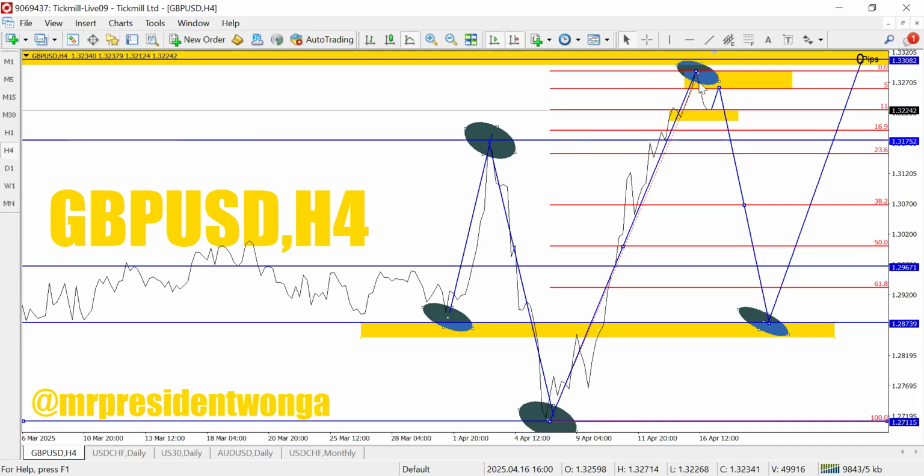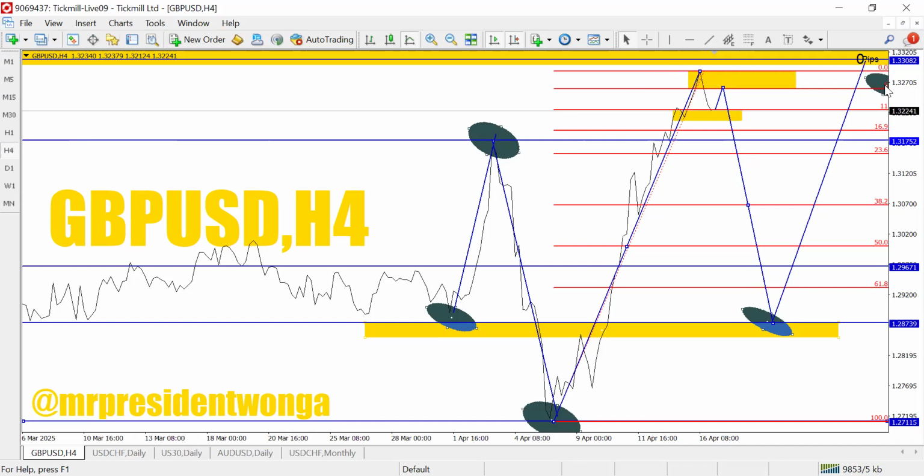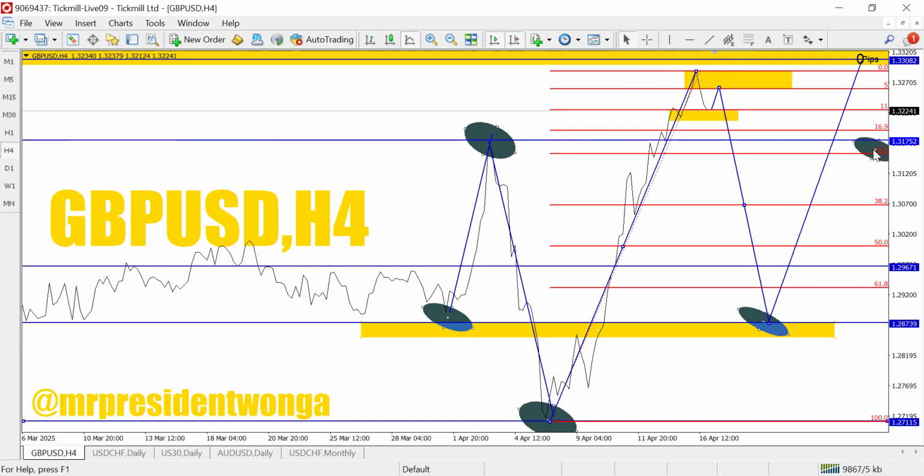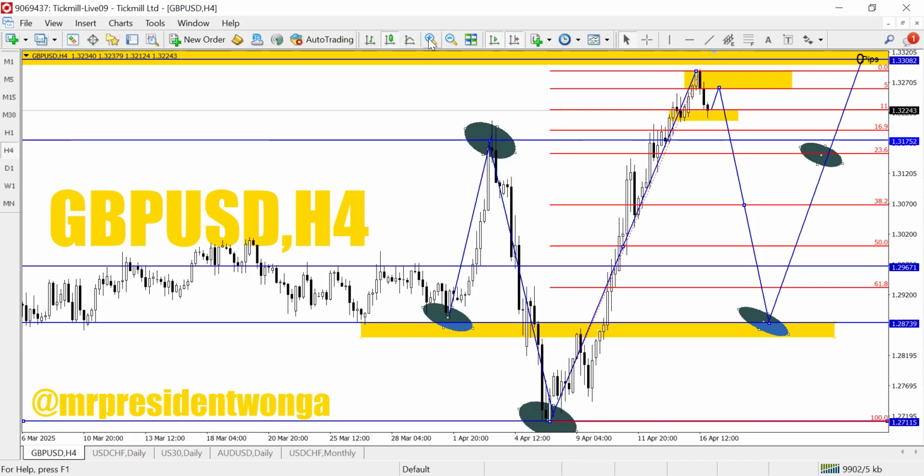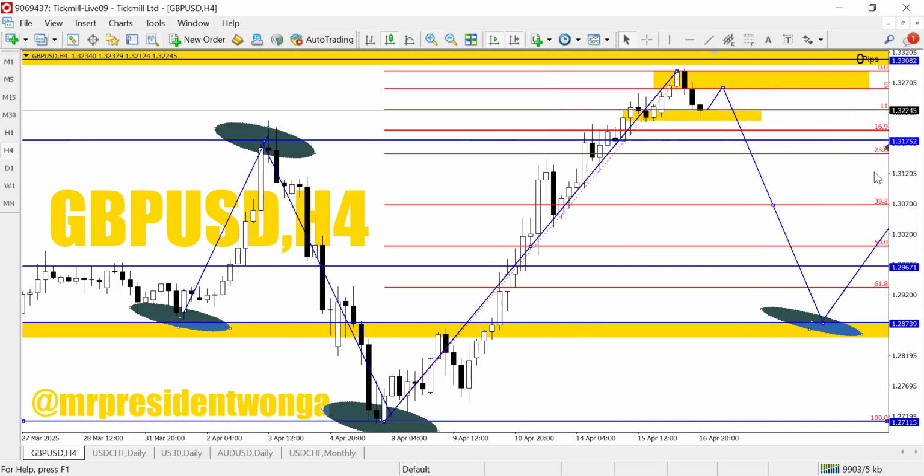Okay. So the price from there, you can see this is 5, 11, 16.9, 23, 38.2, 50, and 60. So I'm expecting the price to come to these levels and start pushing further up, okay? Let's change this to candlesticks so you can see. Can you zoom in? Yes, we can.